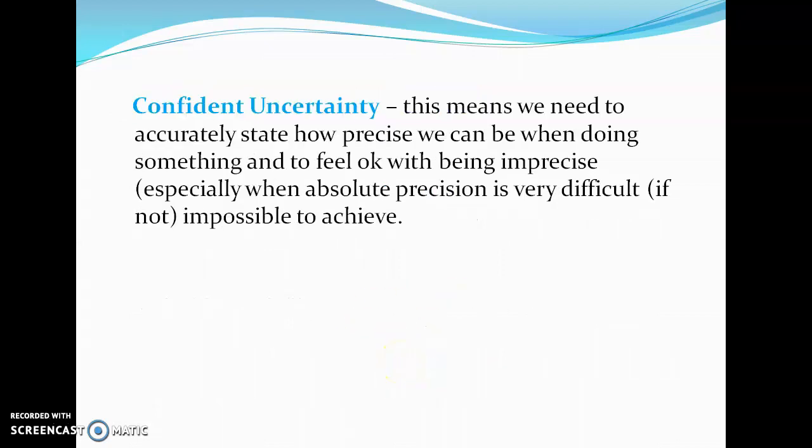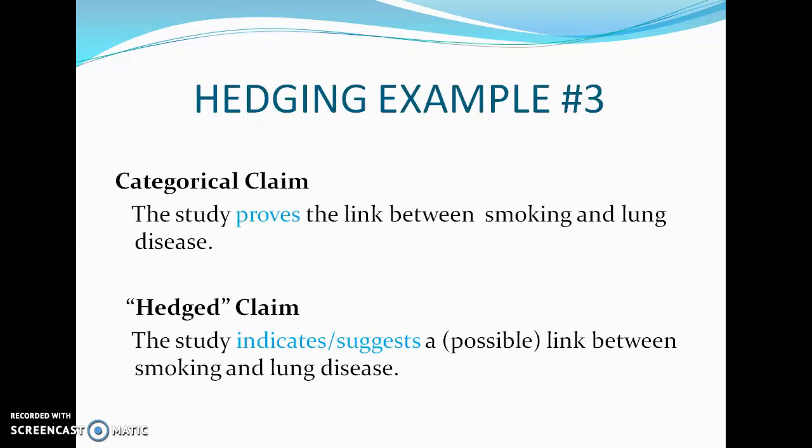So the next one is confident uncertainty. In other words, if we give a more precise definition to the concept of vague language, this is confident uncertainty. This means that we need to accurately state how precise we can be when doing something, and to feel okay with being imprecise, especially when absolute precision is very difficult, sometimes impossible to achieve.